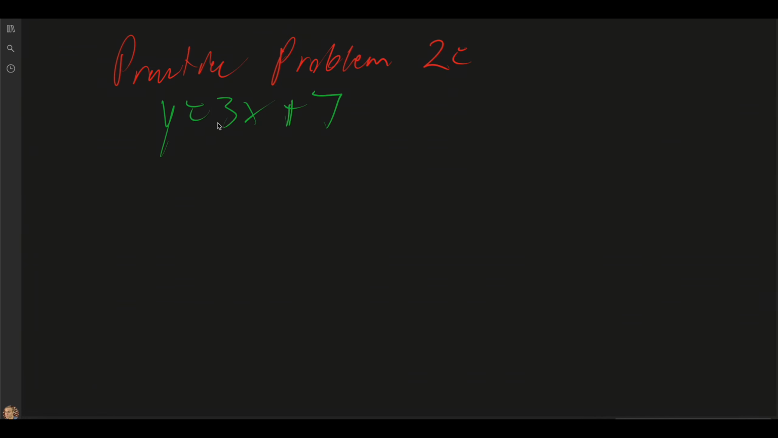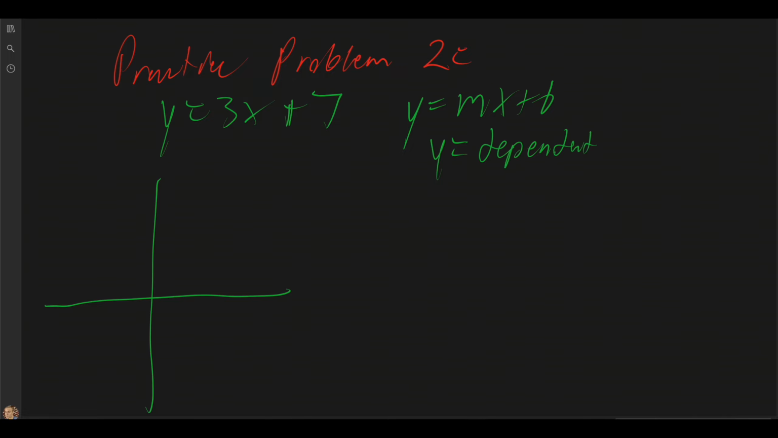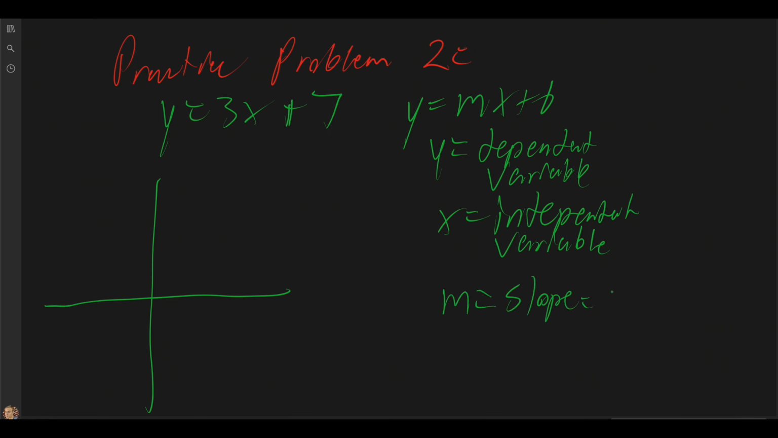Here we have our given equation, y equals 3x plus 7. What we need to do is plot exactly our linear function. And we know that our linear function is y equals mx plus b, where y is the dependent variable, x is the independent variable, m is our slope, which is rise over run, and b is the y-intercept.